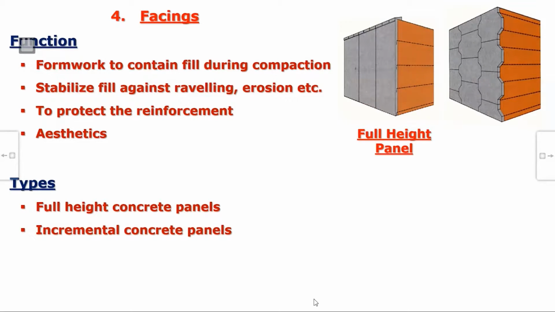Next is incremental concrete panels. Here, these are concrete panels of 2 feet, 3 feet size like that, incremental. One layer you provide and do earthwork. Then you provide a second layer, and these blocks get interlocked with each other, and these horizontal joints are segregated. Then you do the next layer of earthwork, then provide another layer of block and the next layer.